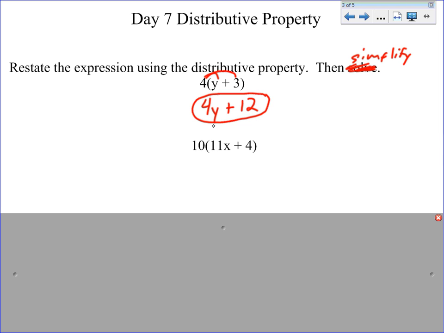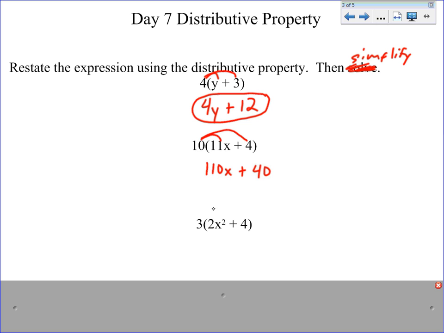Looking at our second example, we have 10 times the quantity 11x plus 4. We're going to take 10 times 11x, which would give us 110x, plus 10 times 4, which gives us 40. If I had to guess on the most common mistake with this, typically I've seen in the past where kids will take the 10 times the 11x and get 110x, and then they just bring down the plus 4, and they forget to distribute that 10 to the 4 as well. Make sure you're taking this times however many are inside that parentheses.